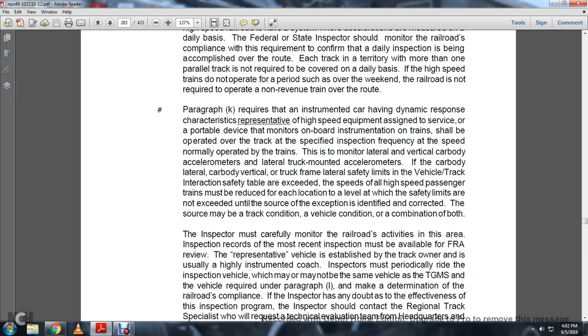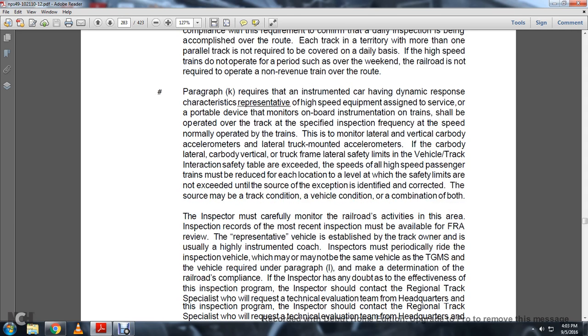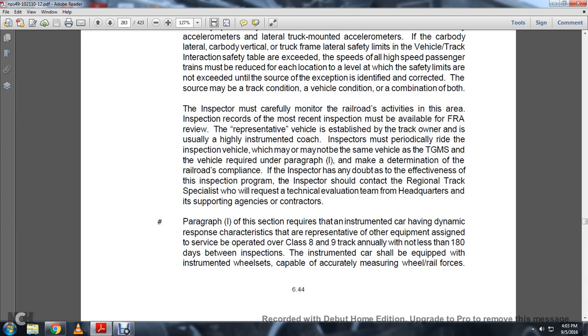The monitoring of the lateral and vertical car body accelerations, lateral truck-mounted accelerometers, the car body lateral, car body vertical, truck frame lateral safety limits of the vehicle track interaction safety table are exceeded, the speeds of the high-speed passenger trains must be reduced at each location to the level of the safety limits, not exceeding them, until the source of the exceedance is identified and corrected. The source may be a track condition, a vehicle condition, or a combination of both.